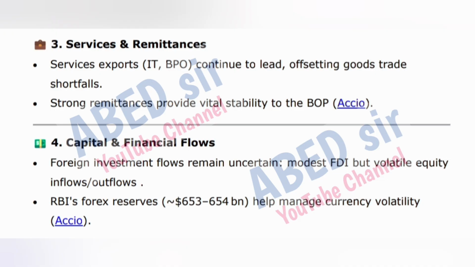Foreign investment flows remain uncertain, with modest FDI but volatile equity inflows and outflows. RBI's forex reserves of $653-654 BN help manage currency volatility.